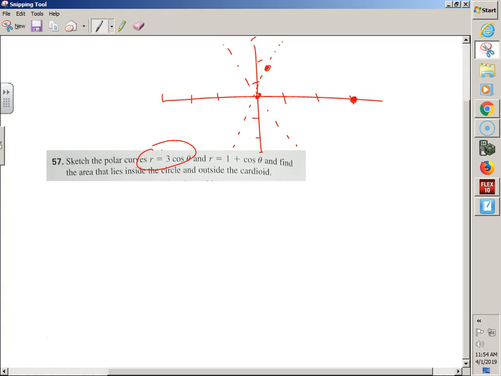at pi over 2. Cosine's negative 1/2 at 2 pi over 3. Negative 1/2 times 3 is negative 3/2. How do I go negative 3/2? The other way. 1.5. He's going like this. Yep. Cosine of pi is negative 1. Negative 1 times 3 is negative 3. Whoa!